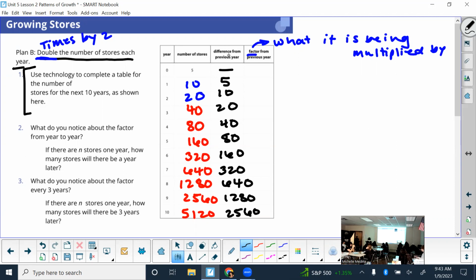What are they multiplying by? In order to go from 5 to 10, multiply by 2. What about from 10 to 20? 20 to 40. Is it going to be the same all the way down? Yeah. So that should be your factor all the way down in the Plan B table. That's what we multiplied by the entire time. Does that make sense? Any questions?